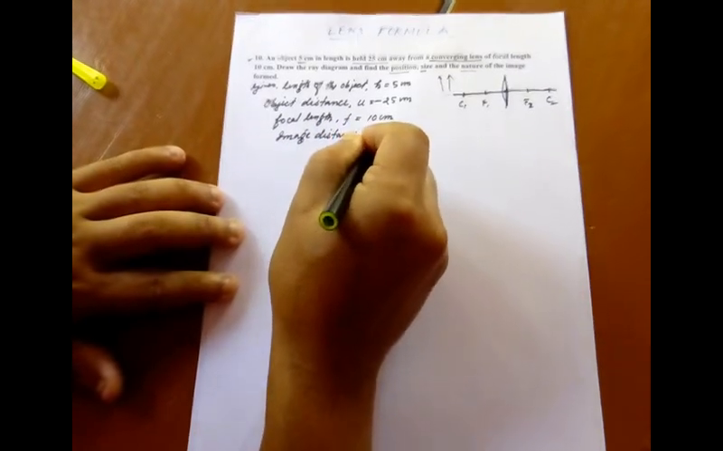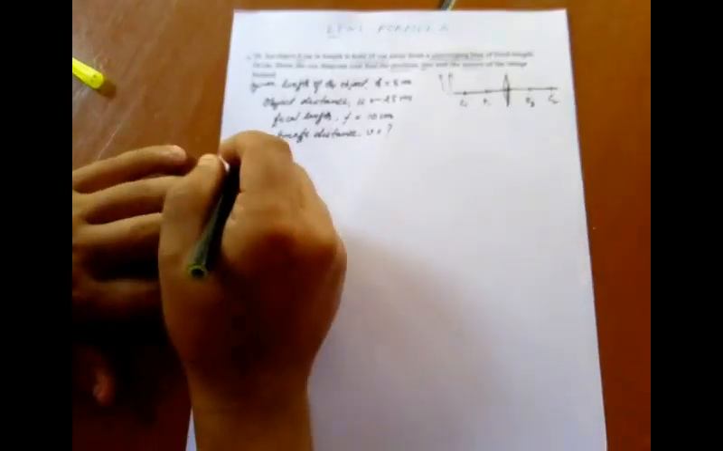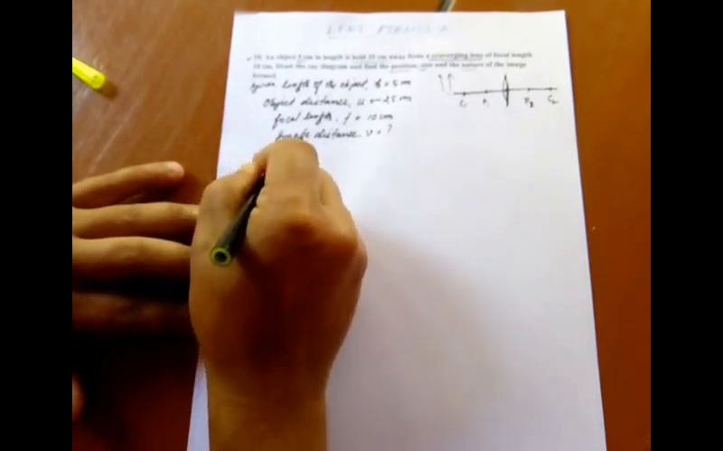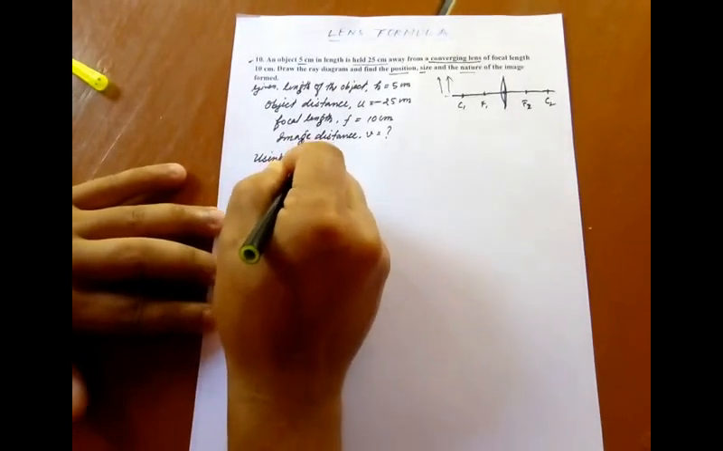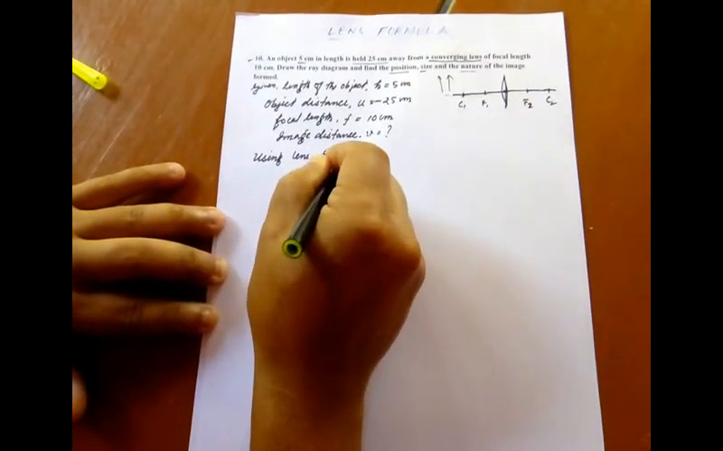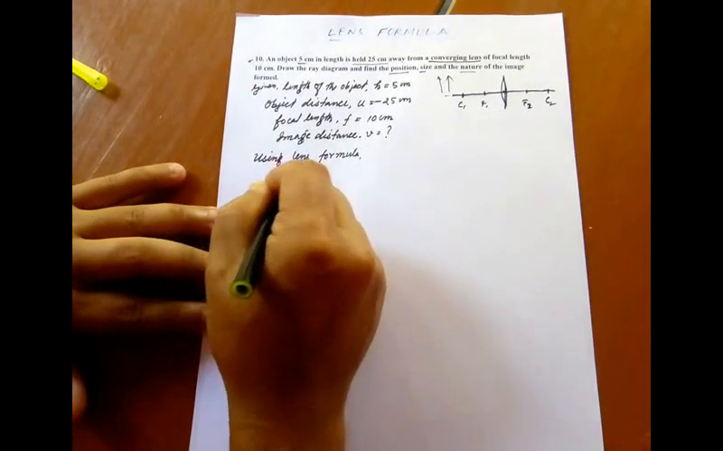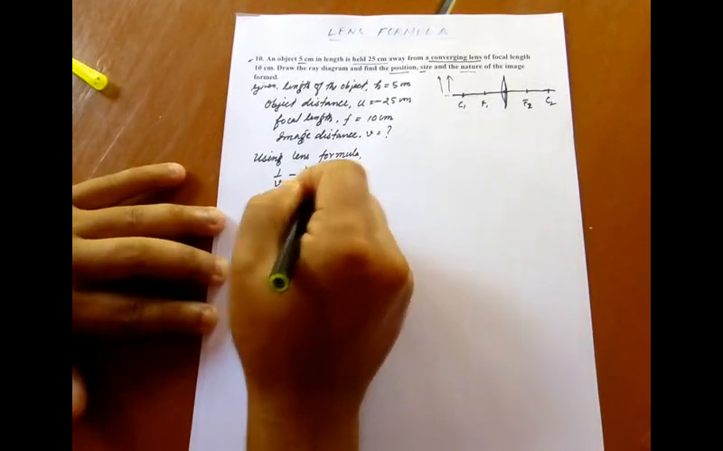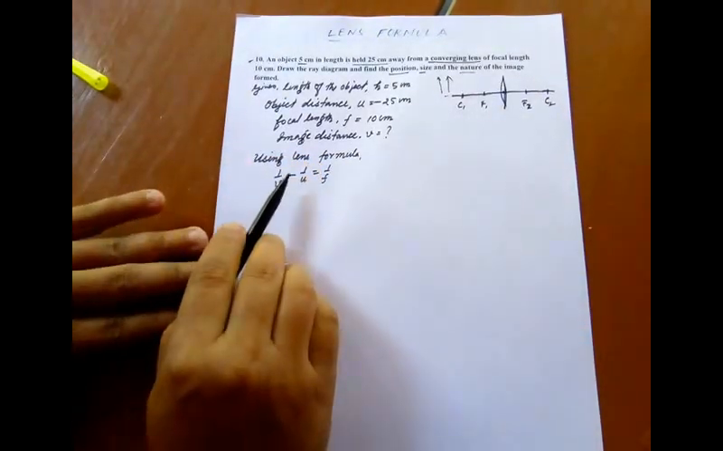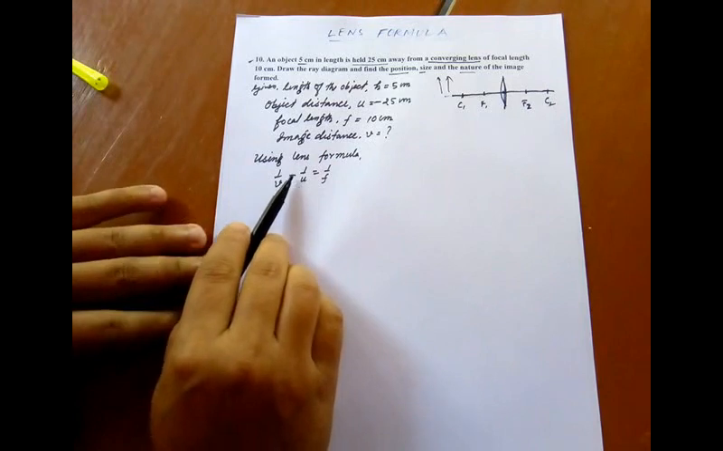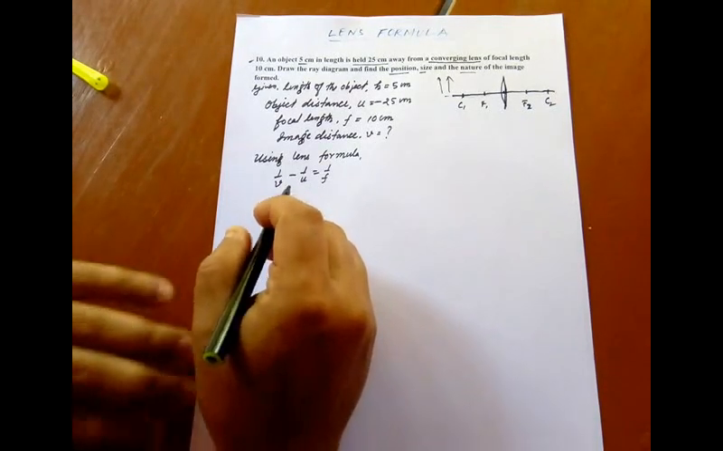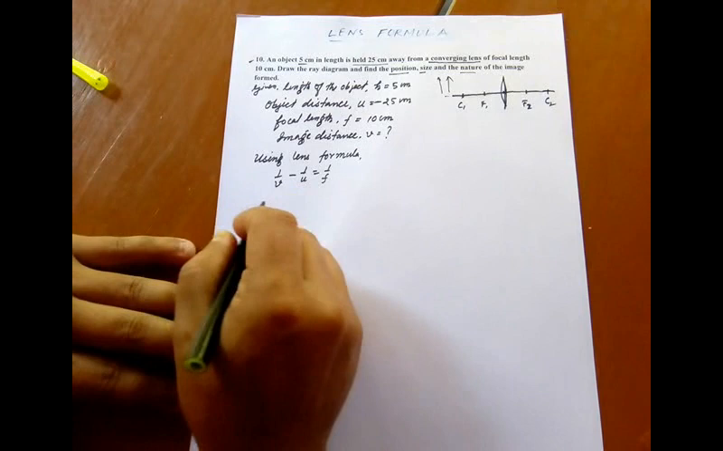Image distance V, we don't know, so we'll just give it as a question mark. So then let us use the lens formula. Using the lens formula, 1 by V minus 1 by U equals 1 by F. If you see the lens formula, there is a minus here, but in the mirror formula you'll get a plus. So remember, this is the lens formula. I hope you have your book. If you don't remember, you can just go through it once again.